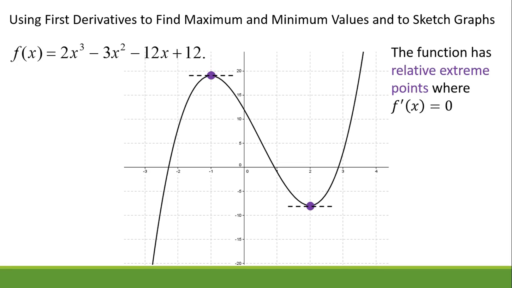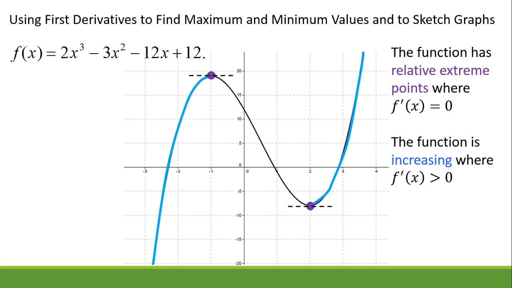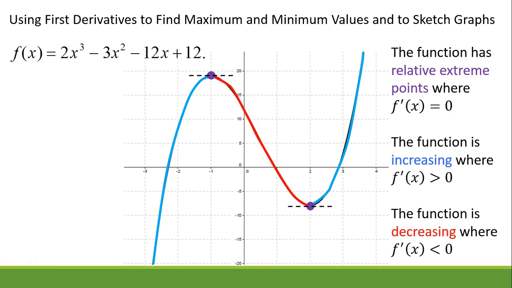So let's put this all together. The function has relative extreme points where the first derivative's equal to 0. The function's increasing where the first derivative is positive, greater than 0. And the function is decreasing where the first derivative is negative, where it's less than 0.